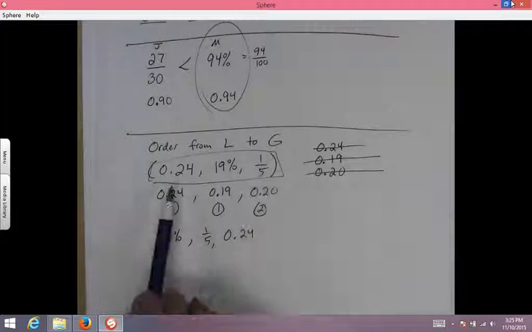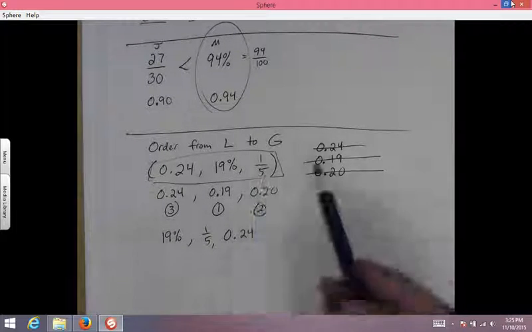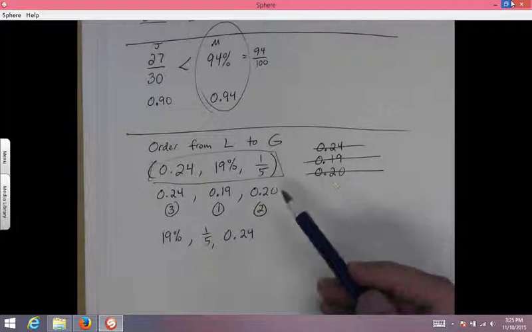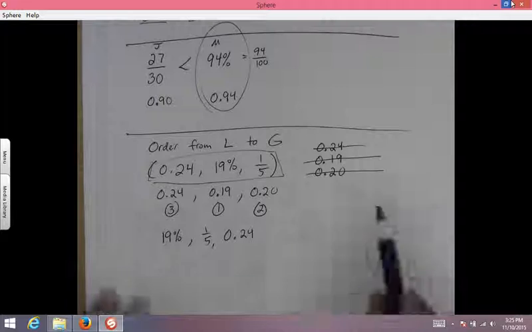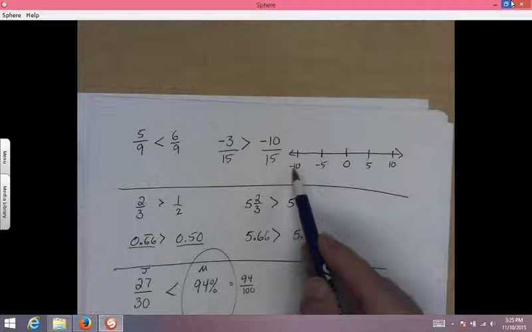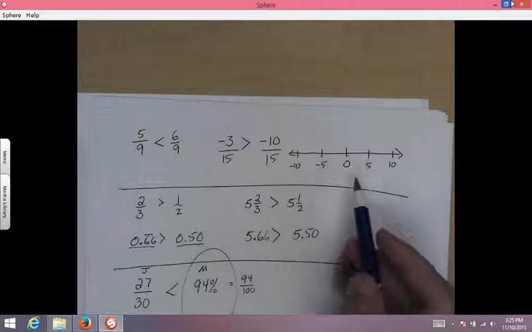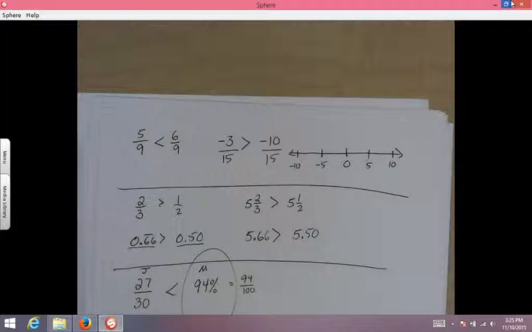Now, if instead I had negative numbers here, remember on the opposite side of the number line, it's the exact opposite. So you basically put them in order and reverse it. Just remember, -5 is greater than -10. So if they're all negative numbers, it's going to be the opposite of what they say.